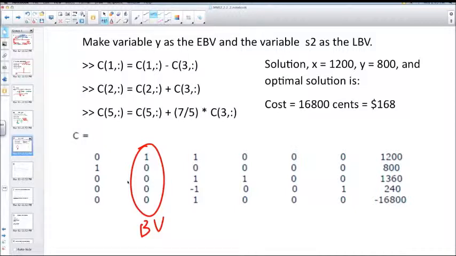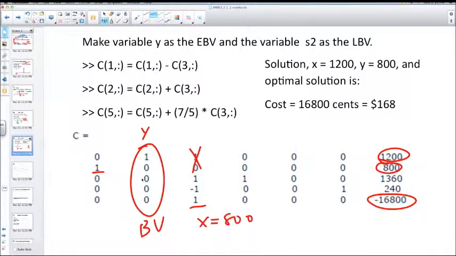So we are good, because the only thing now in the last row is positive 1. And here's your answer. And what does this say to you? This does not count. That's y equals 1200, and x equals 800. So the solution again, x equals 800, y equals 1200, and your f equals $168. Same answer.